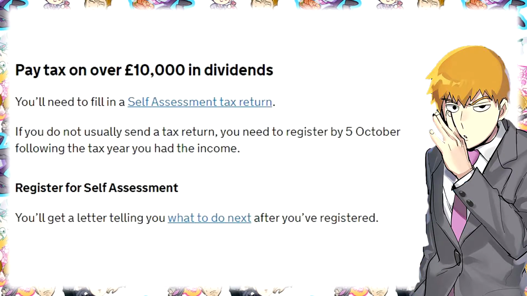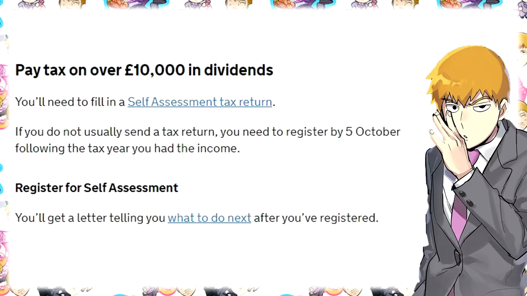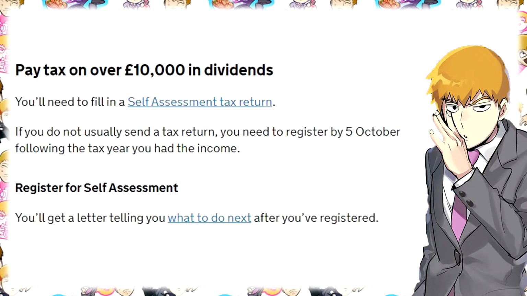If you earn over £10,000 in dividends, you'll need to fill in a self-assessment tax return. So if you don't usually send in a tax return, you'll need to register by the 5th of October following the tax year you had that income.